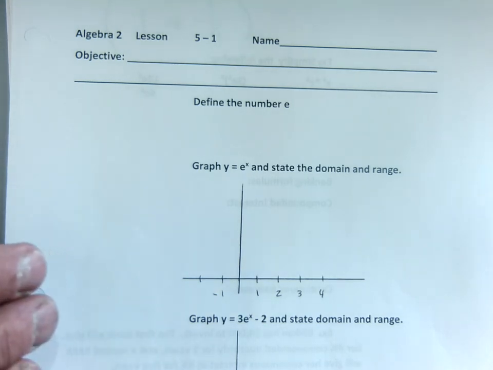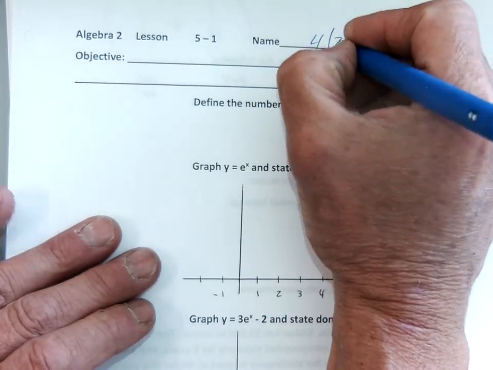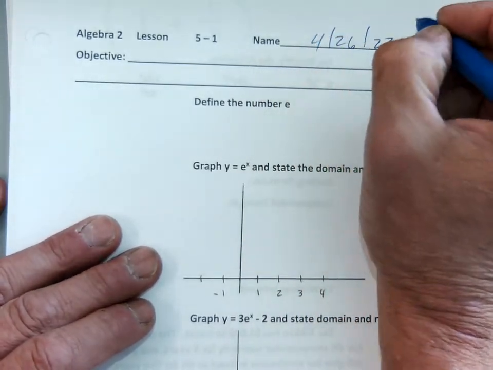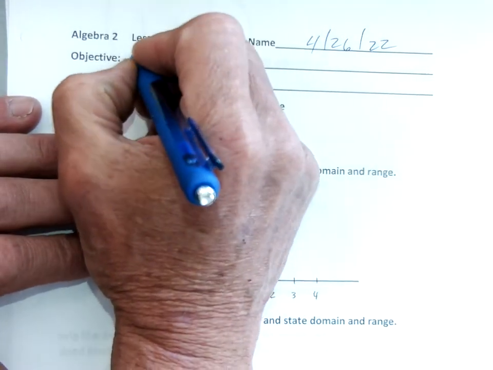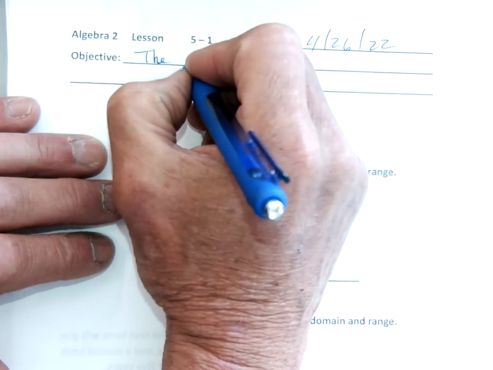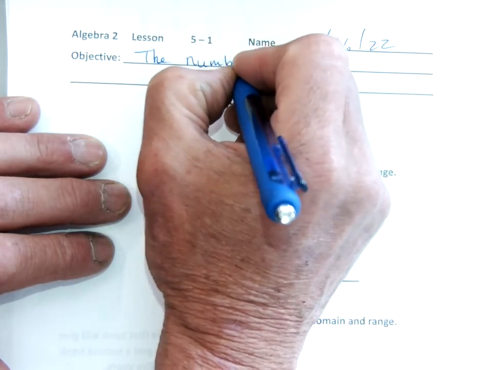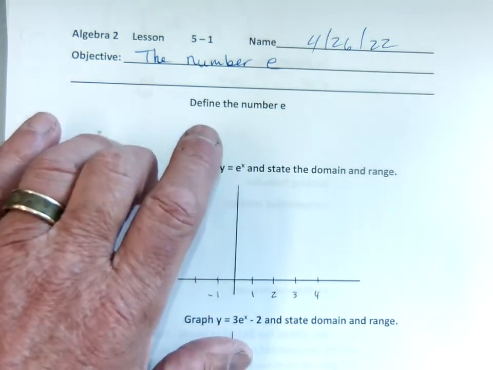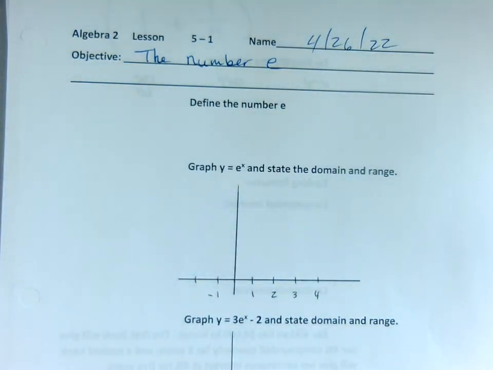So today it is 4/26/22. Our objective today is to talk about the number E. Yes. Caden doesn't need it, he's brilliant. All right. So the number E.